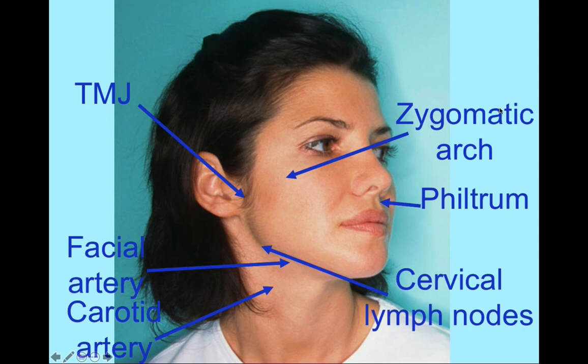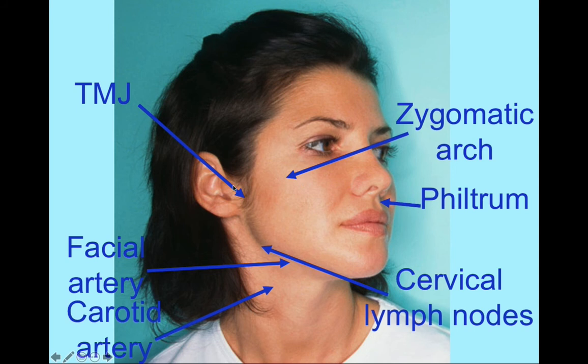So we'll first go ahead and start with the zygomatic arch. The zygomatic arch is formed by the zygomatic process of the temporal bone and the temporal process of the zygomatic bone. And it can be found just posterior to the zygomatic region. So we can actually feel the zygomatic arch on this part of the face.